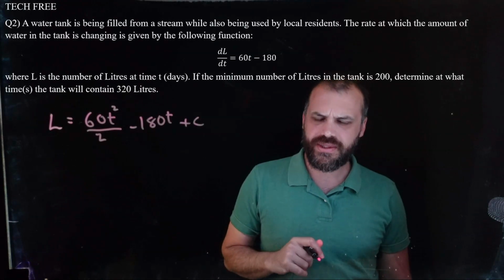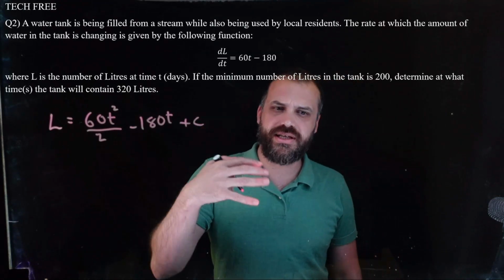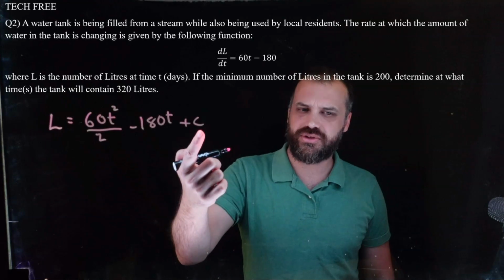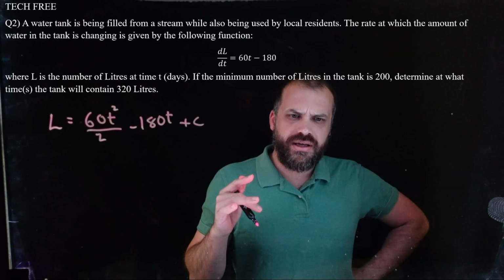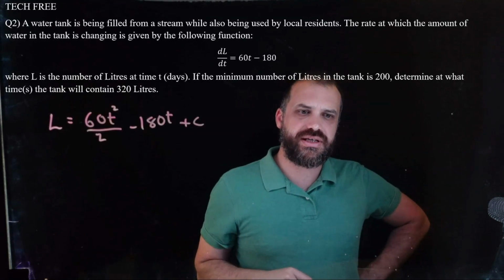Okay. Now I need some information, like I need to know something about this thing in order to find this c value. Tank's being filled, and so on. The minimum number of litres in the tank is 200.